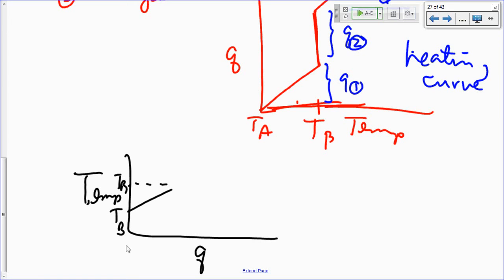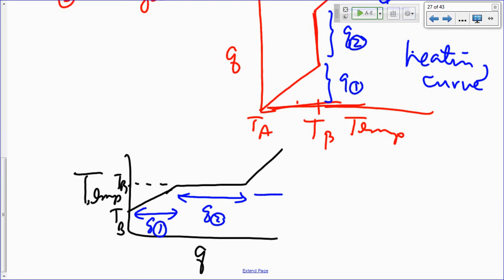This one right here we say is Q1. And this right here would be Q2, delta H sublimation. Then once everything's turned into a gas, the temperature goes up again. Q right here is going to be equal to Q3.